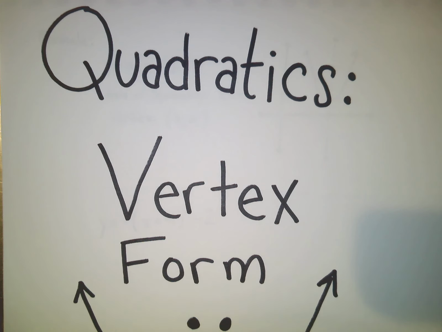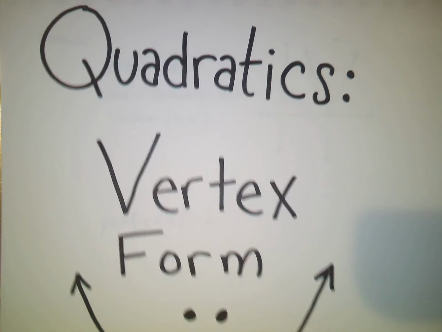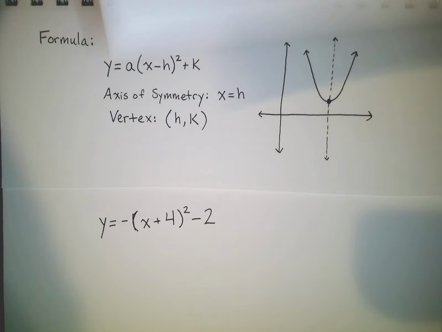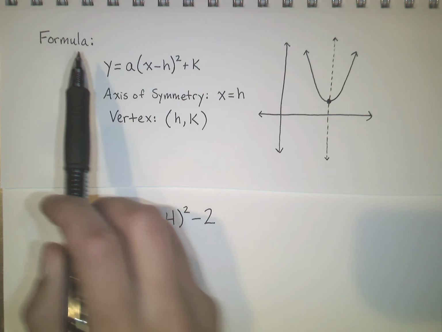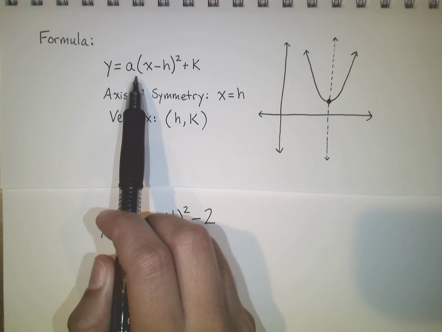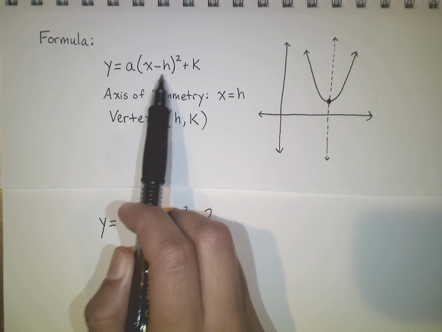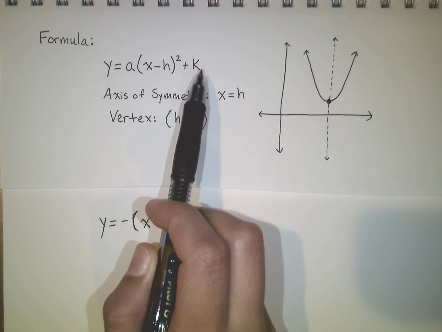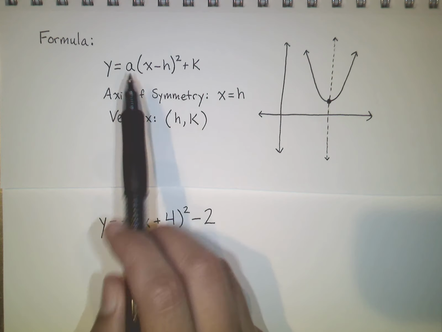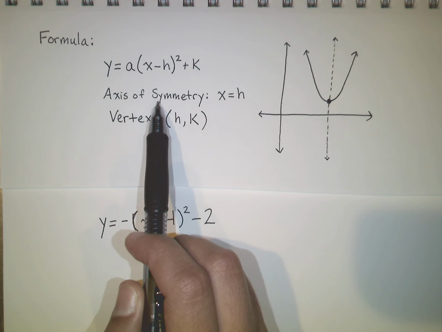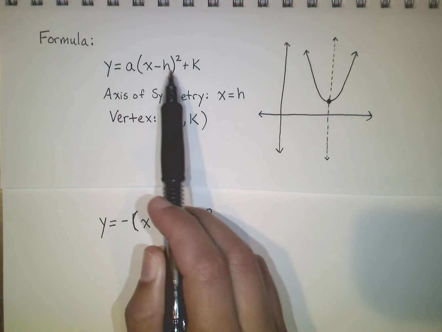Alright, so now I'm going to talk about quadratics in the vertex form. Here we have our formula. So that formula is y equals a times the quantity of x minus h squared plus k. The things that we can pull from this formula is the axis of symmetry. So that would be x is equal to this h value.